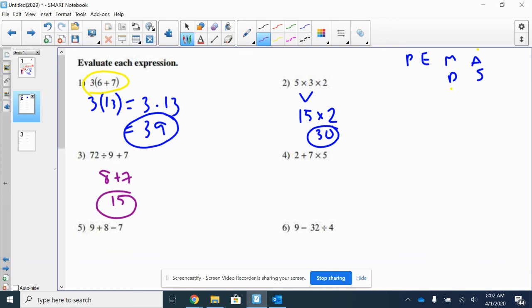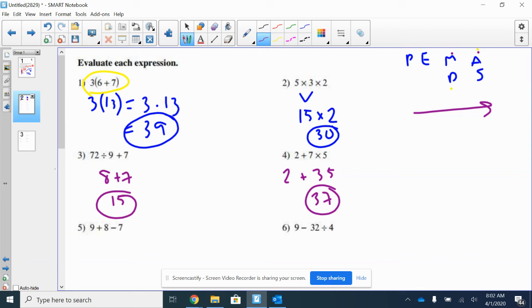Number 4, 2 plus 7 times 5. So we have addition and multiplication. So we have to multiply before we add. So 35 plus 2 gives us 37.